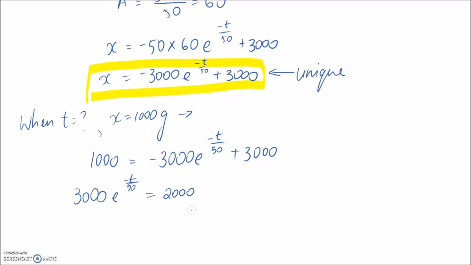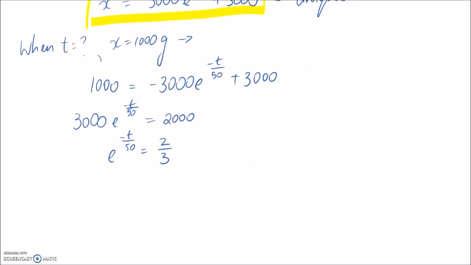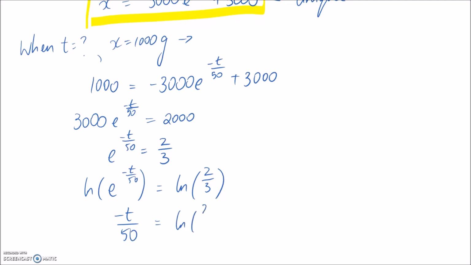What I might do next is divide by 3,000. So I'm going to get 2,000 divided by 3,000, which is the same as 2/3. I'm trying to get t on its own here, so since it's tied up in the power, I know that if I perform the log, since it's already raised to the power of e, it should cancel out the e in the log. And we need to do the same thing on both sides of the equation to keep it equal, so we take the log here as well. So log and e cancel, and we just end up with whatever's up the top here. So negative t on 50 is equal to the log of 2 on 3.